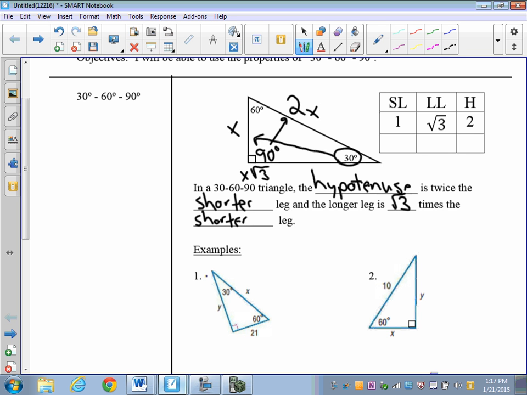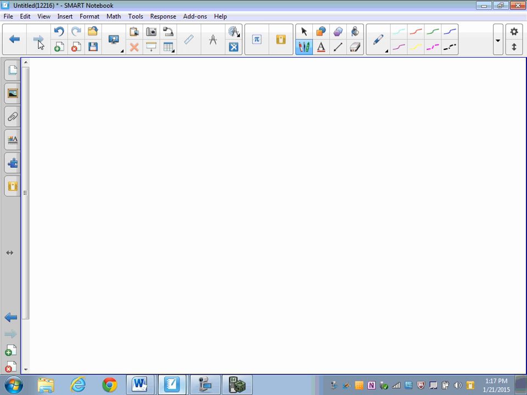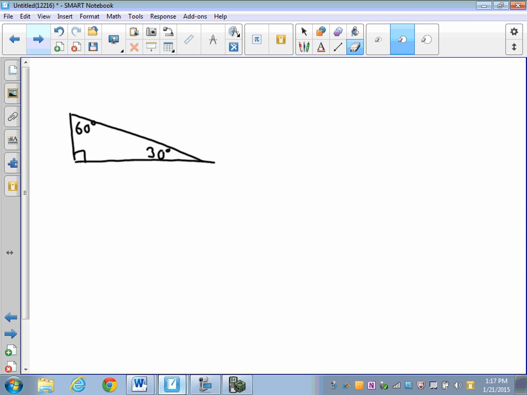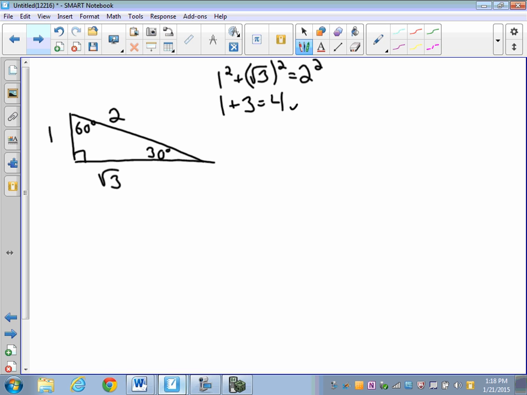Whenever we try to break this down like we did with the 45, 45, 90, so we have 30, 60, 90. One triangle that we have is 1, square root of 3, and 2, and we could verify that by the Pythagorean theorem. 1 squared plus the square root of 3 squared is equal to 2 squared. So that's a little way to check to see that we did it all right, and that's true. So 1 plus 3 is 4. So it is a right triangle. And this is the special property that we have.